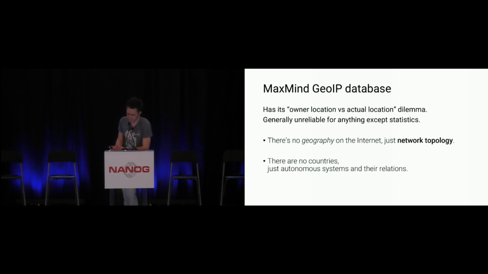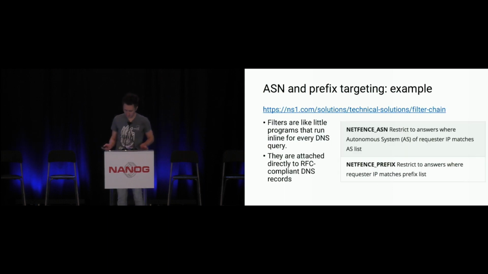But probably the main issue with geobalancing is that if you have a server in Japan and a customer in South Korea, the traffic between them doesn't necessarily go through Pacific Ocean. It could as well go all the way through Atlantic. Because once again, as I've said before, there's no country data in an IP packet, and there's no geography on the internet. There's just network topology. And there are no countries. There are just autonomous systems and their mutual relations.